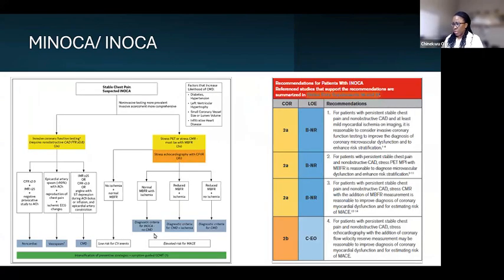So this is from the AHA-ACC currently, which basically is trying to say the same thing in a different sort of more algorithmic fashion. If we've got stable chest pain and suspect INOCA, then effectively, we are saying that maybe we know that this patient doesn't have obstructive coronary artery disease because they've recently had a scan that ruled that out. We should really be considering a stress test, CMR, and then we basically want to make a diagnosis. And it has a class 2A recommendation in the AHA guidelines.